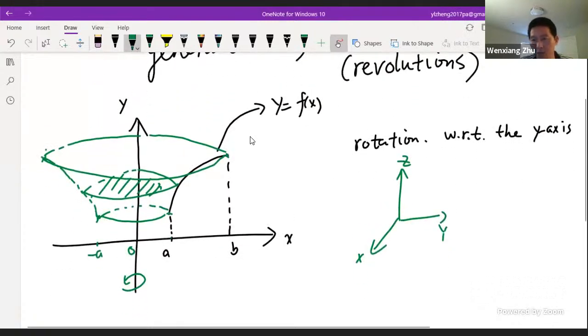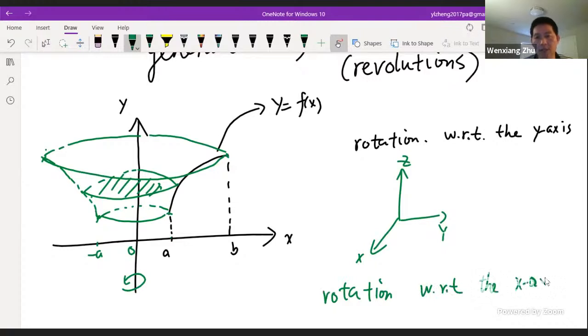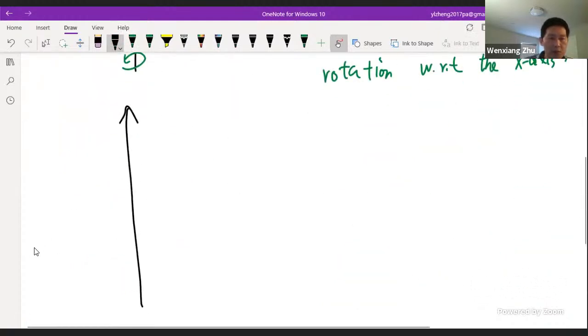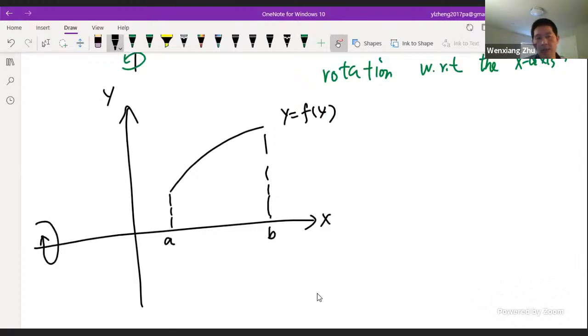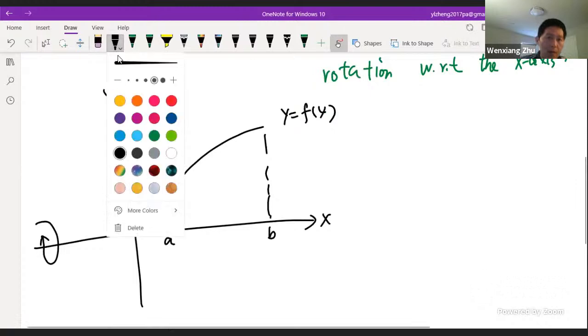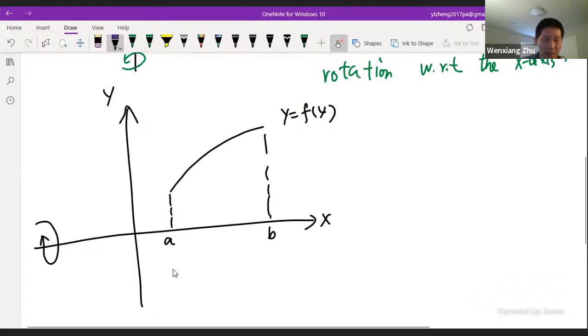Now, the second thing is we can also do the revolution or the rotation with respect to the x-axis. I'm going to use a similar curve to generate a solid. So if this is the curve, very similar to what I just did, y equal to f of x. This time you rotate with respect to the x-axis. I will draw the solid in a similar way and get the image of that point. This time the mirror is on the x-axis right there. At that point, it goes down here. So the image now is colored in purple.